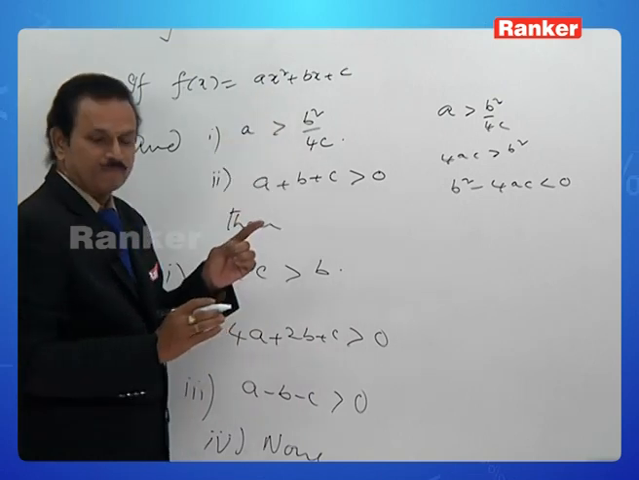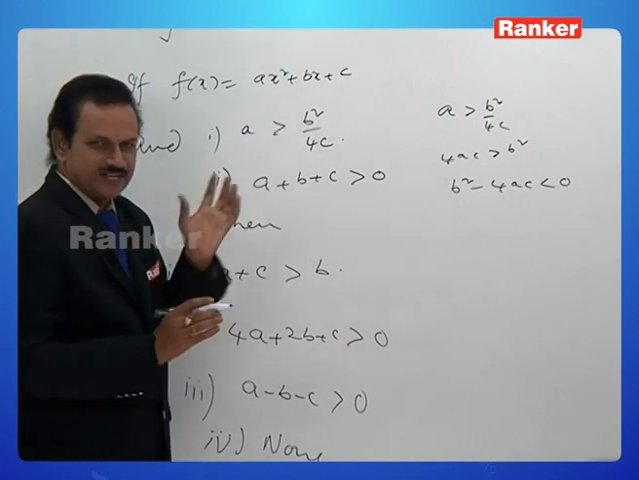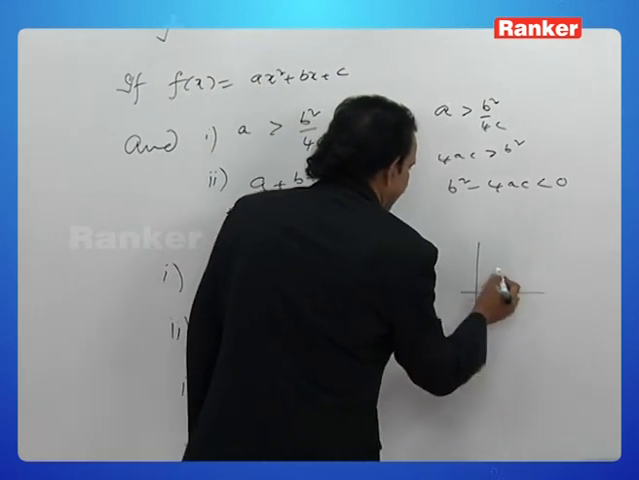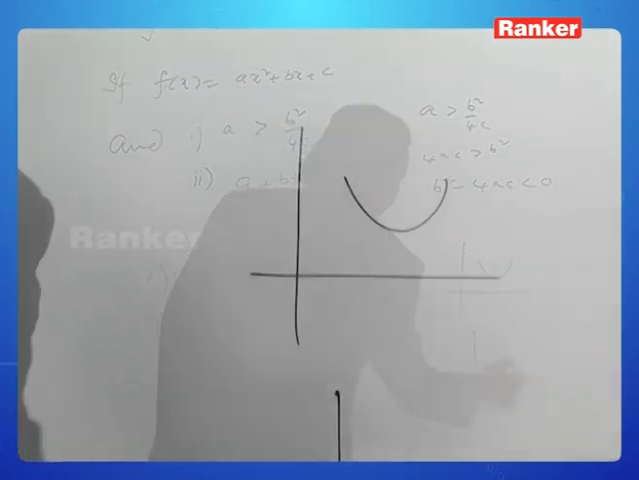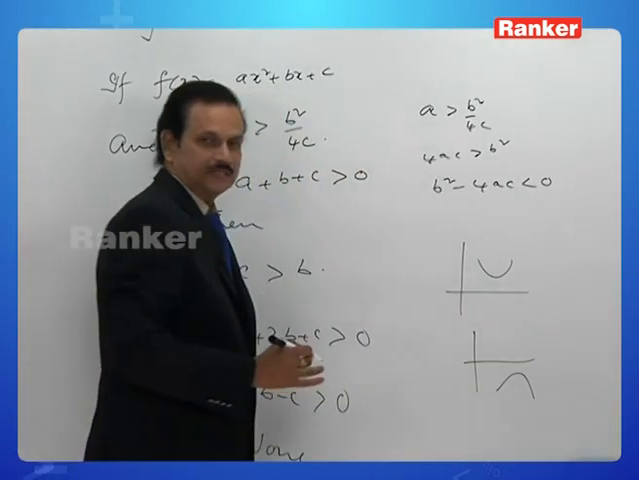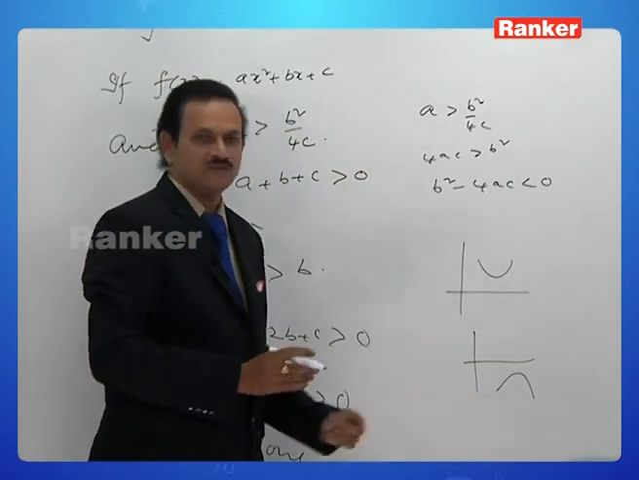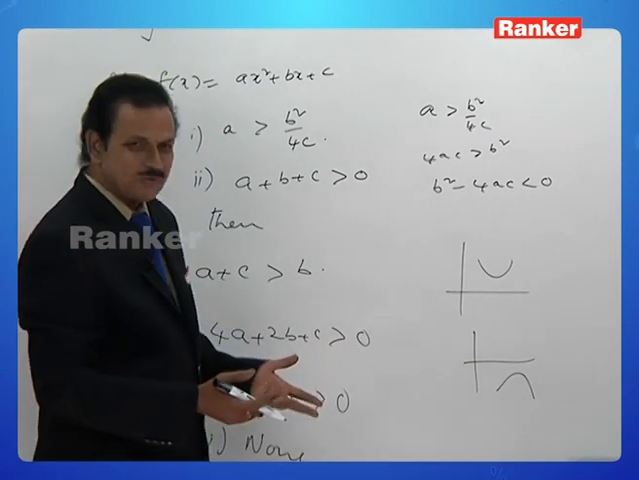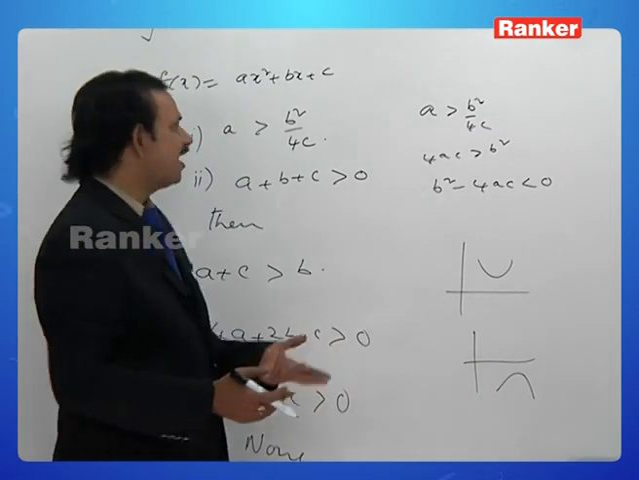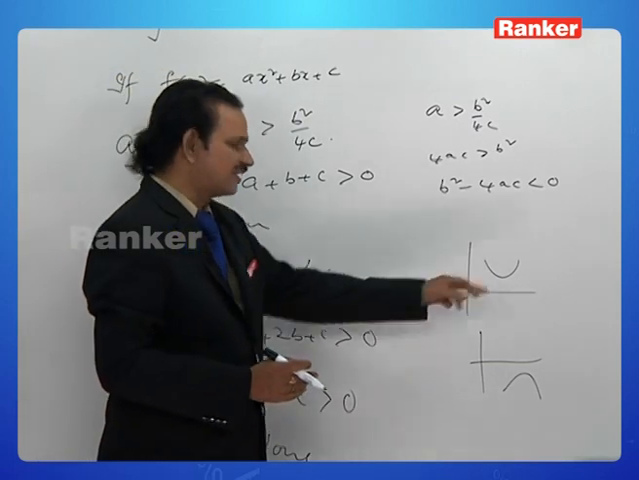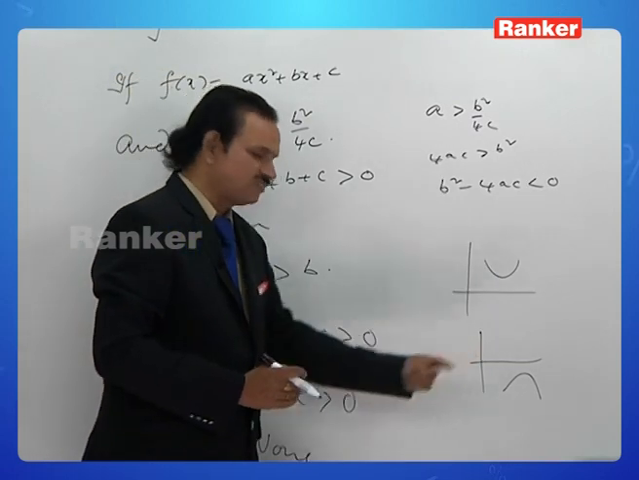Therefore, please recollect the graphs related to this situation. There are only two graphs possible. One graph is this, another graph is this. That is, the expression is always positive or the expression is always negative. How to recollect that? We are not given anything about A. If A is positive, this is the case. If A is negative, this is the case.